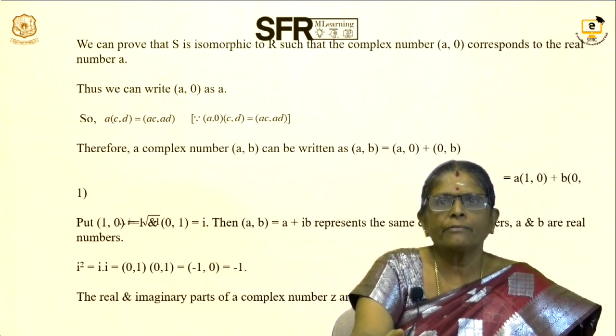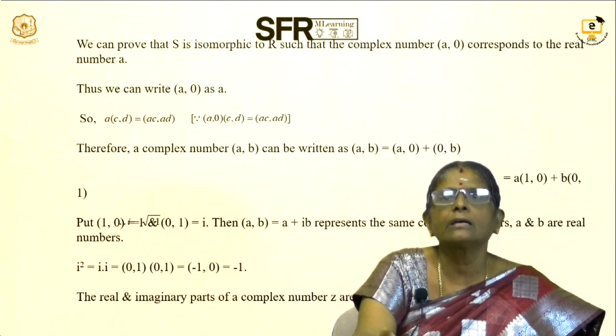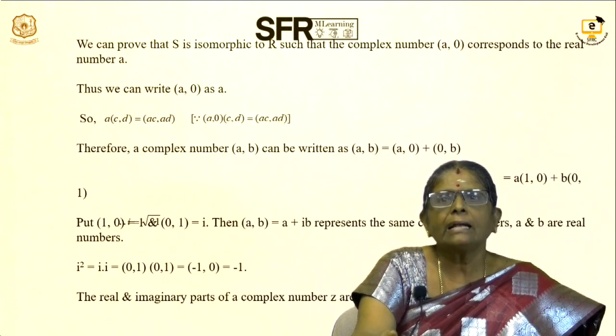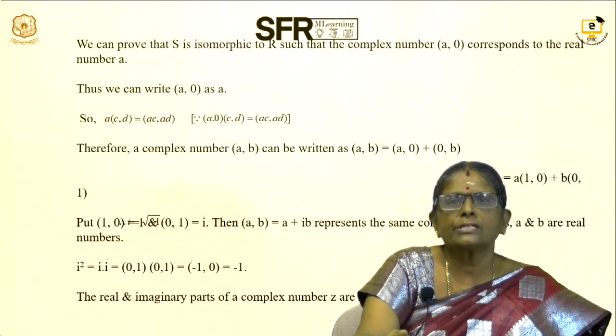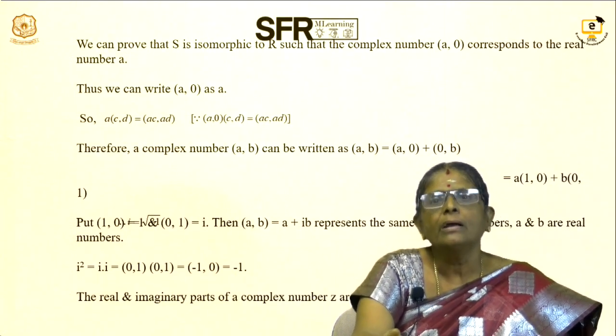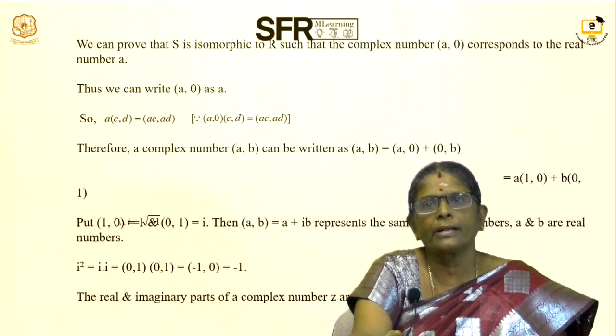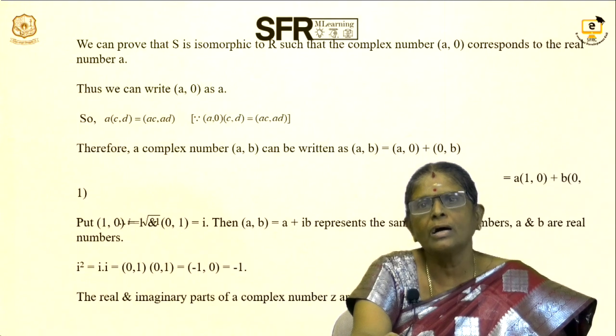As usual, every complex number (a, b) can be written as (a, 0) plus (0, b). Therefore, we can get the number (a, b), and it can be written in the form a times (1, 0) plus b times (0, 1). Put (1, 0) equal to 1, and (0, 1) equal to i. Thus, the ordered pair (a, b) can be represented in the form a plus ib, where i squared equals minus 1, that value equal to the ordered pair (minus 1, 0).